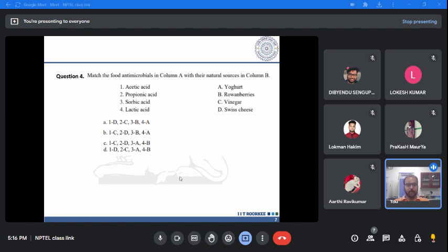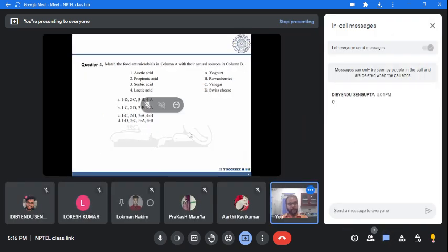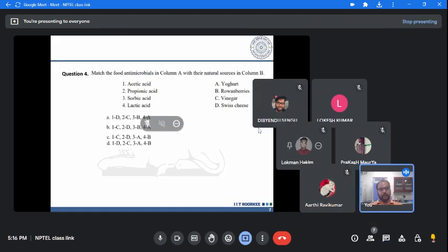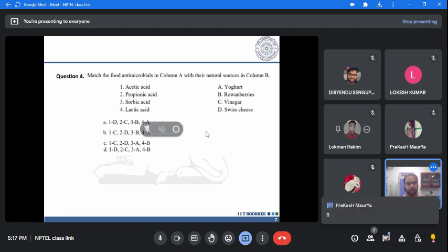So options are given A, B, C, D. You tell me what will be the answer for this question. You can answer in the comment box now. B, Divyendu. Okay. Anyone? Prakash Maurya. Okay, B. Good.